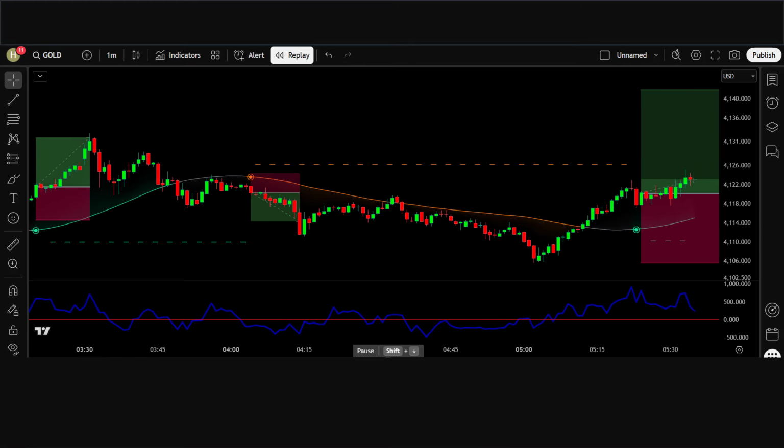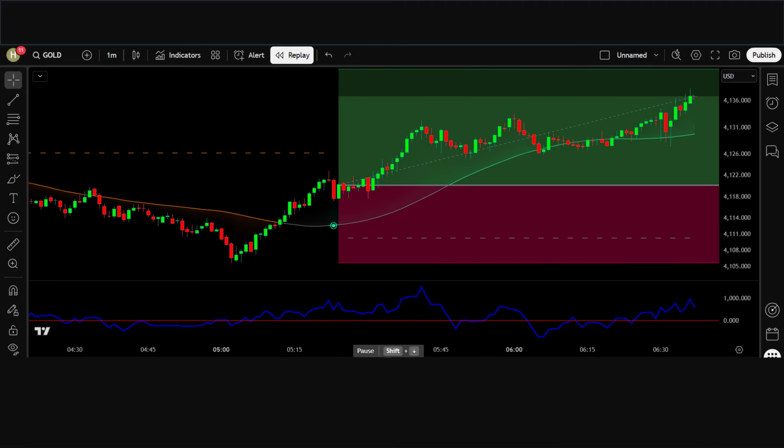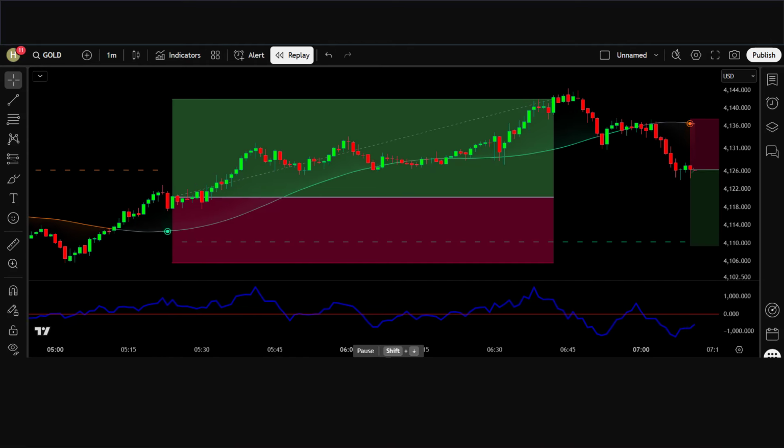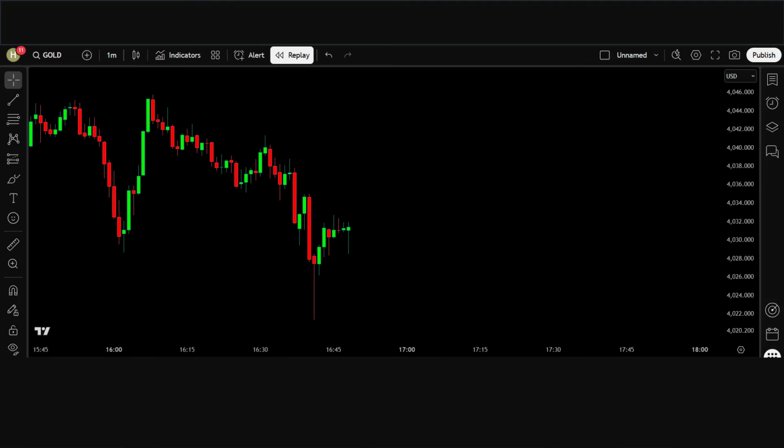In this tutorial, I'll show you how to add the Gaussian filter to your chart, adjust its settings, and combine it with other tools for precise entry and exit signals. By the end, you'll know exactly how to use this powerful indicator to trade with clarity and confidence. Let's jump into TradingView and see the Gaussian filter in action.